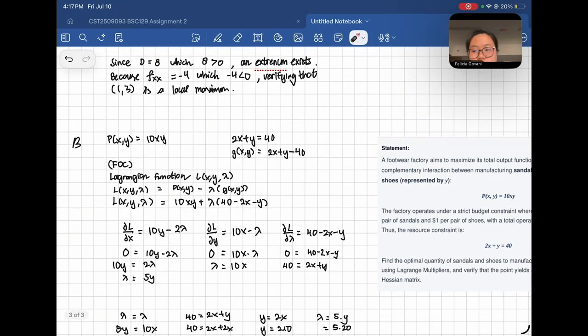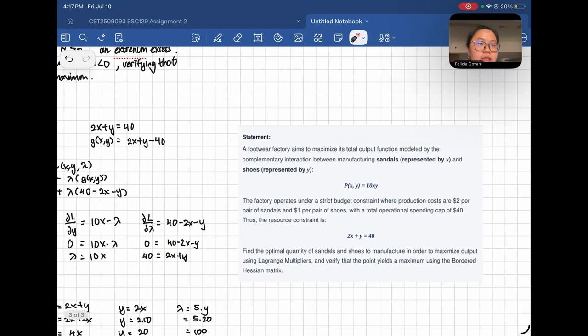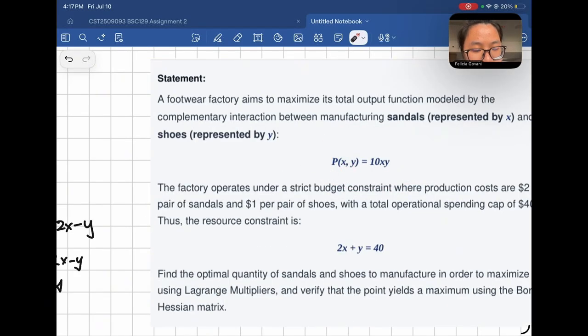And we move next to the second question. The second question is a real-life example. There's a factory that produces two products, sandals and shoes, and sandals are represented by x and shoes are represented by y. So there's a given profit function P of x and y equal to 10 x y.